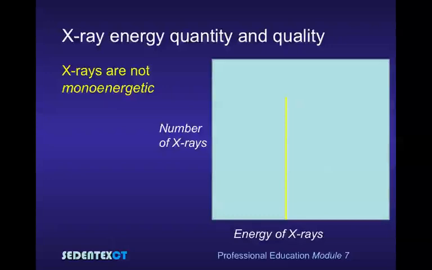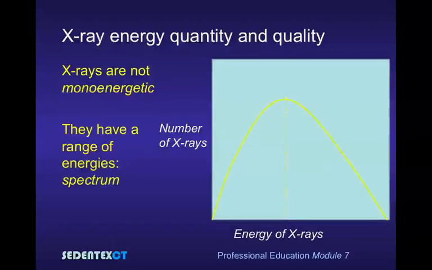If you look at the graph on the right, a very simplified graph, you'll see on the vertical axis the number of X-rays, in other words their quantity, and on the horizontal axis their energy, in other words their quality. The graph shows a single line, in other words all the X-rays are the same energy. This is not the situation in diagnostic X-ray equipment. In reality, they produce a range of energies corresponding to the curve that you see on the graph on the right. This is called an X-ray spectrum.